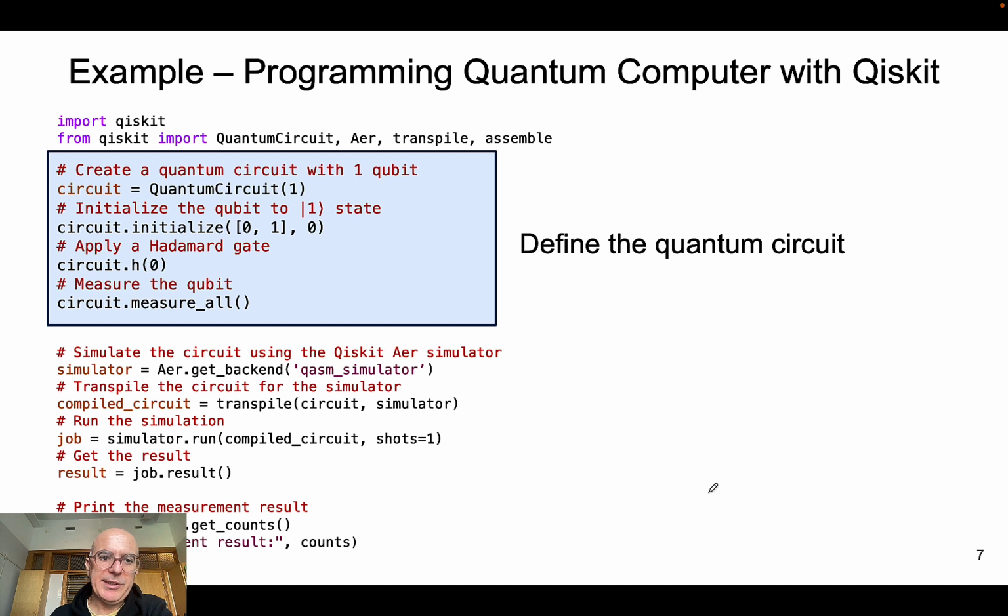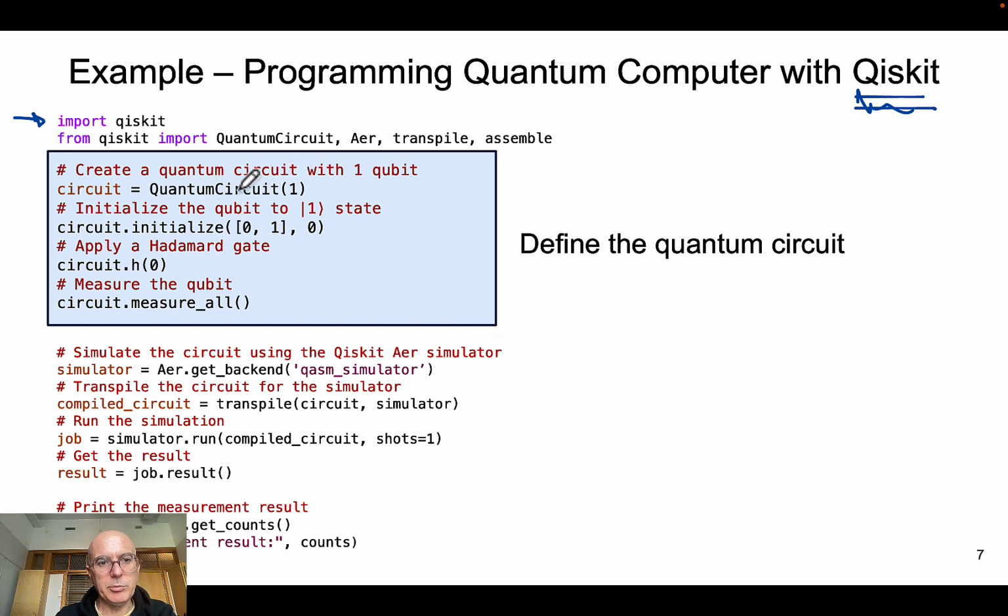I want to give you just a flavor of what it means when we program an algorithm or code using a quantum programming framework, like Qiskit in this case. As I told you, what we do is define a quantum circuit. After importing the modules for Qiskit, we write our code that is in this rectangle.